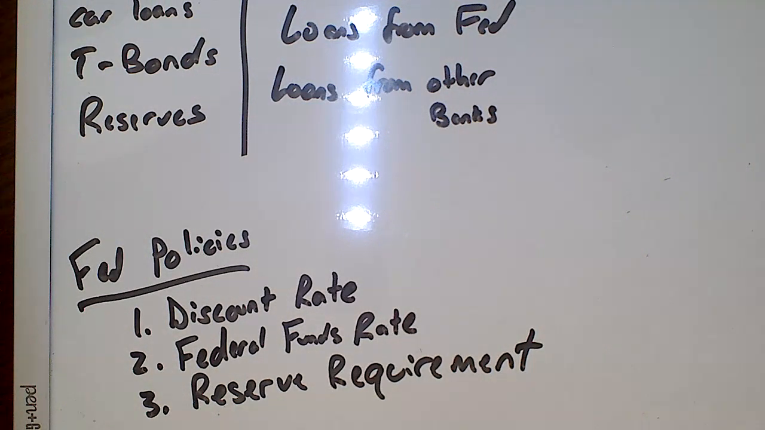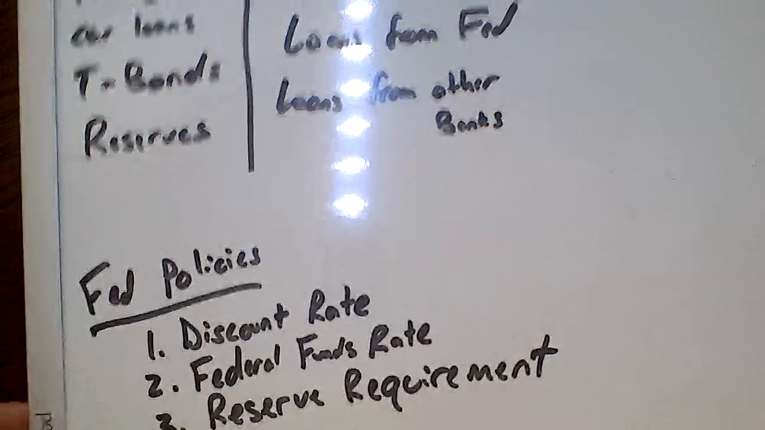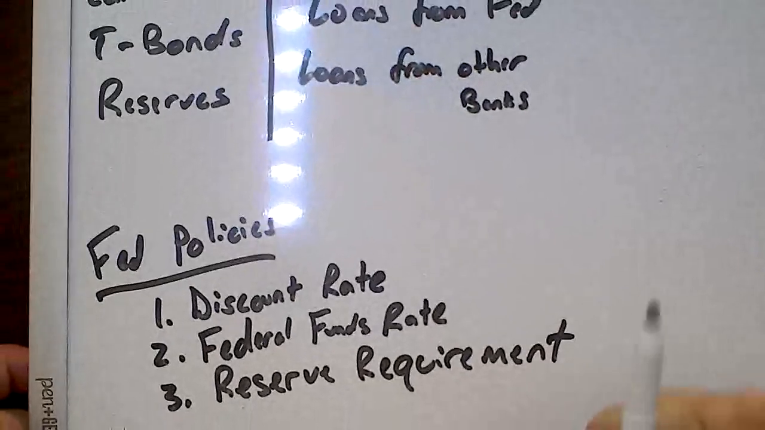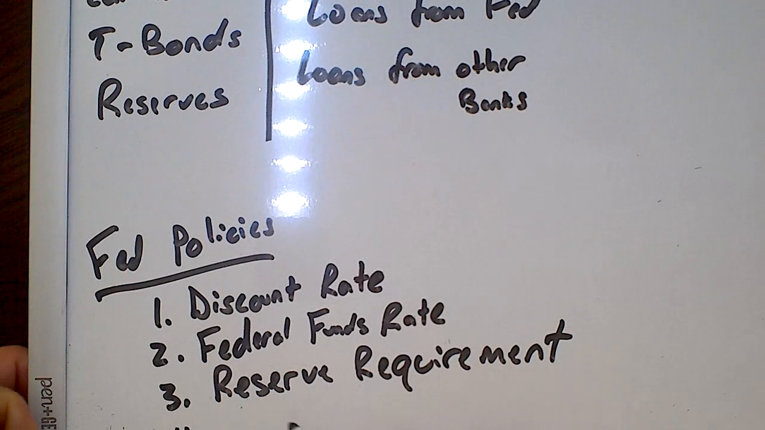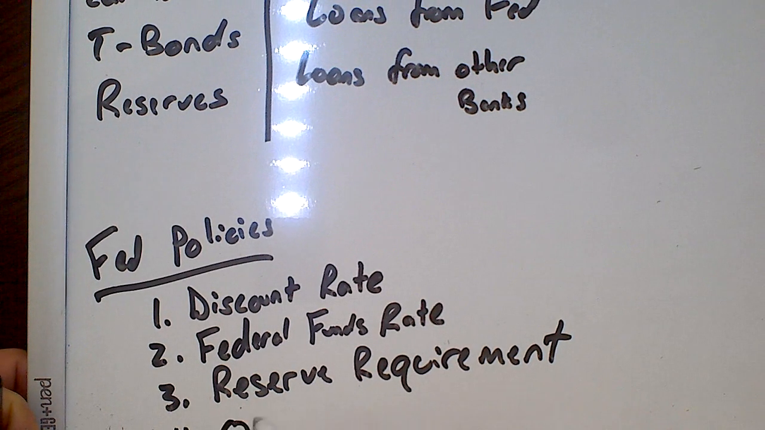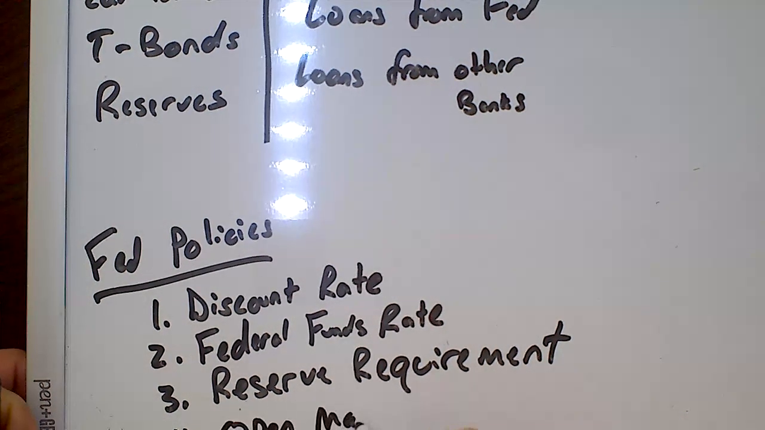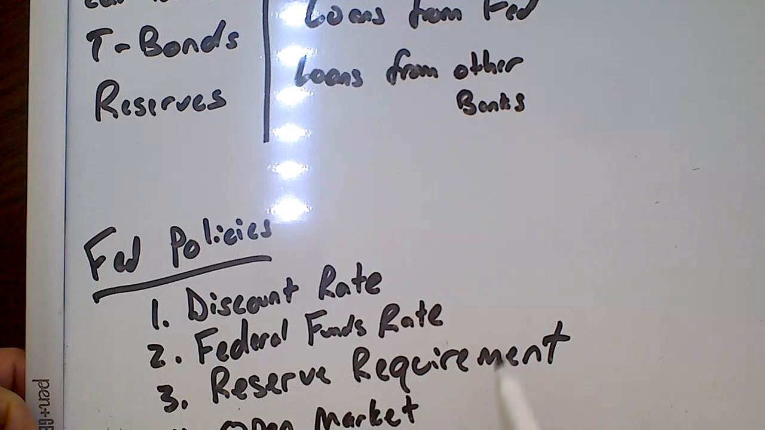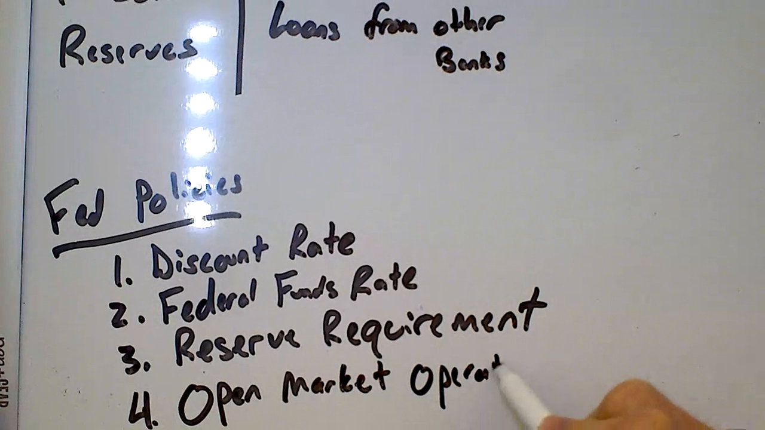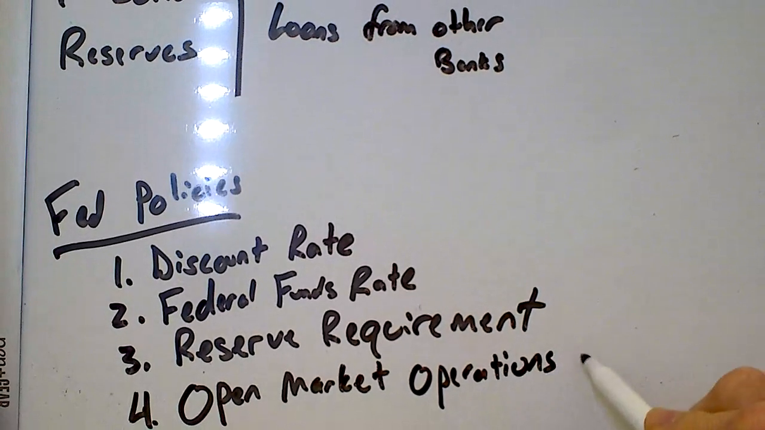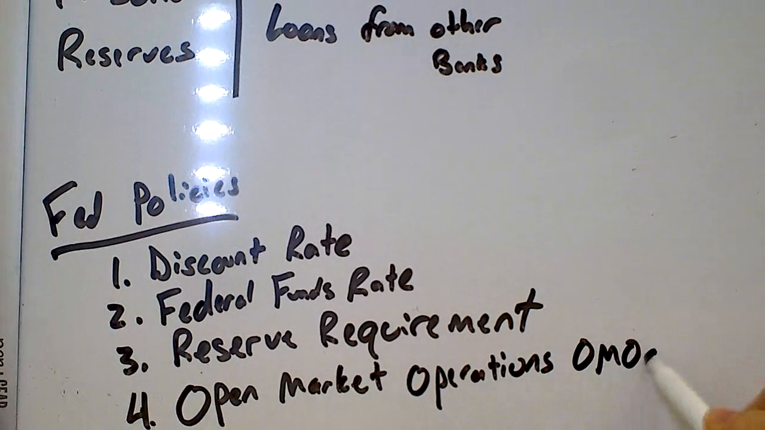This brings us to our last and most important form of Federal Reserve policy when we're talking about monetary policy, and we're going to call this one open market operations, or sometimes it's just abbreviated as OMOs.